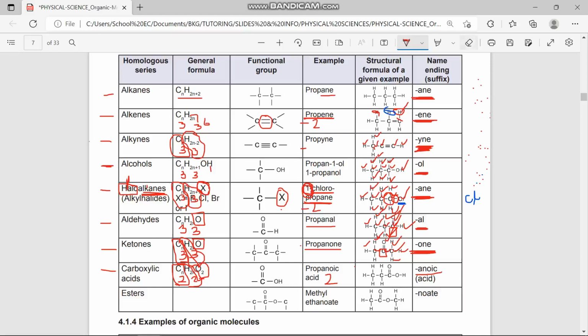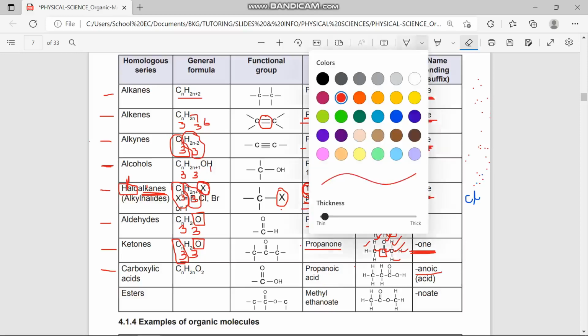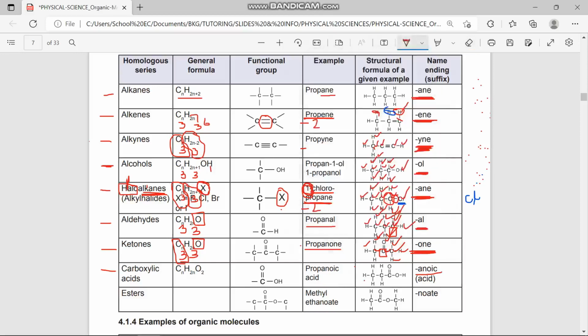Let's swipe again and go and prove if this propanoic acid structural formula is correct. So we have 3, so let's look if we have 3 C atoms. 1, 2, 3. Let's look if we have 6 H atoms. 1, 2, 3, 4, 5, 6.